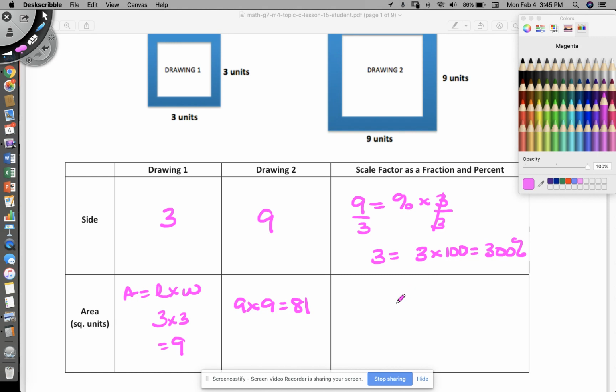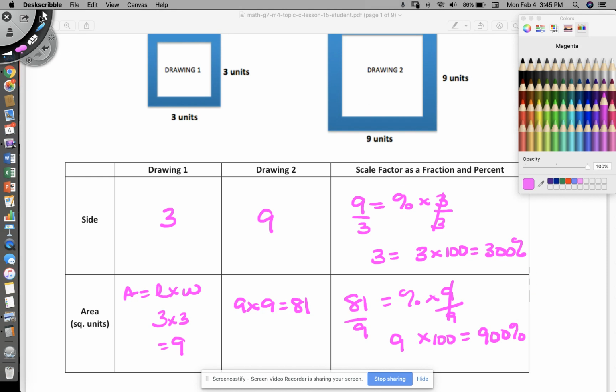All right, let's try the other one with the drawing 2. So this one we're going to say 81 equals the percent times 9. So we're going to divide both by 9. These cancel. 9 goes into 81 9 times. Times that by 100 to get the percent. So this one here is 900%.